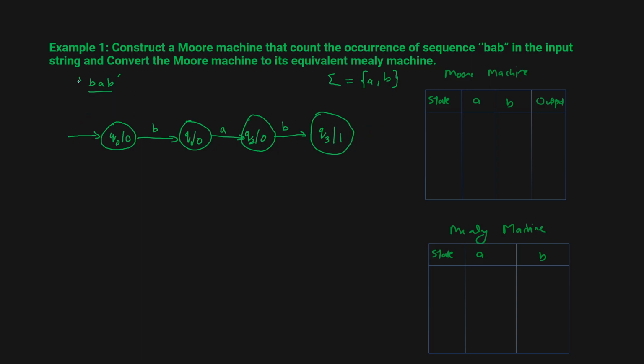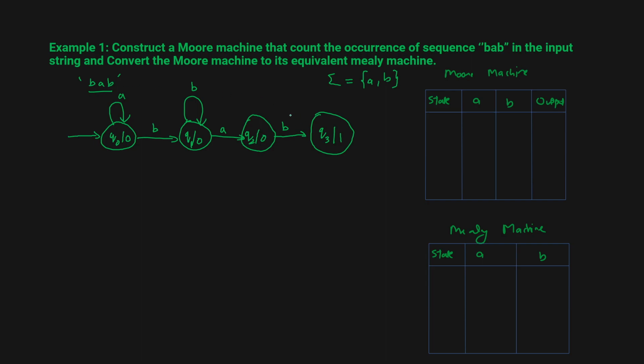Now this is the basic structure. Let's fill it in for all the inputs. If we get A in Q0, what happens? You go to state Q0 itself, because you can have a string like A BAB. What happens in Q0 if you get input B? You go to Q1. And if you get input B in Q1, you go to Q1 itself. Why? Because the string can be like B, B, A, B, so it will still have the string BAB.